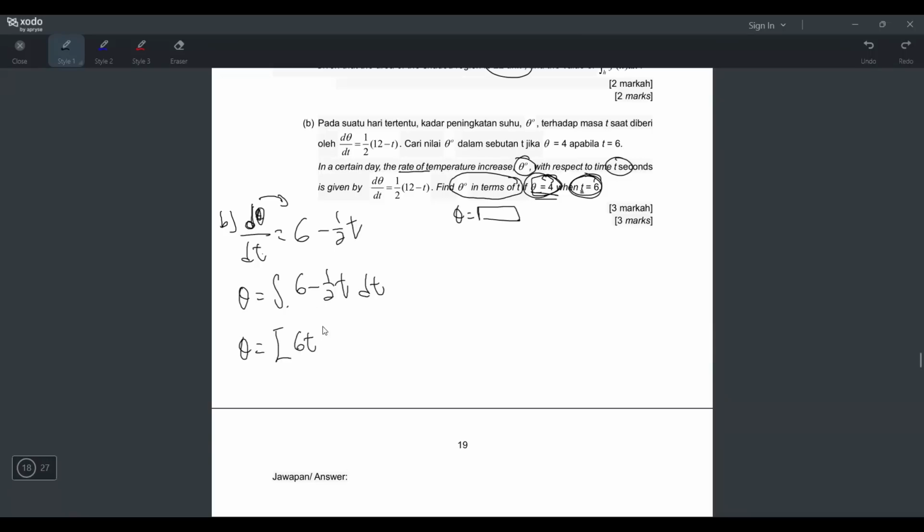Integrate 6 is 6t, right? Yeah, it should be in terms of t. You don't write 6x, you write 6t, because then it's dt. So it'll be 6t. And when you integrate a number, you just put t.